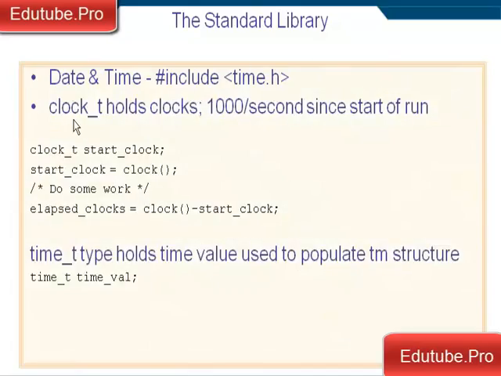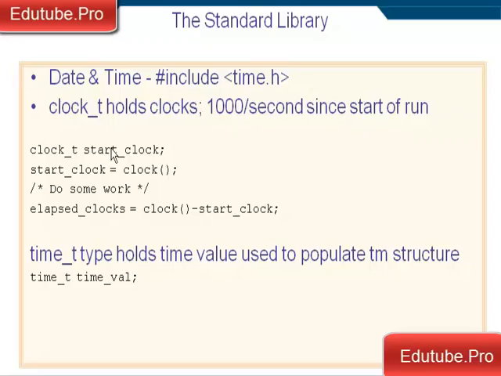Now there's also two different types defined by time.h. Clock_t, the clock_t type, is usually an unsigned long, but it is a variable large enough to hold a number of clock cycles since the start of the program run. There's 1,000 cycles per second, at least in my system, and that will be implementation dependent, and it will be defined in time.h.